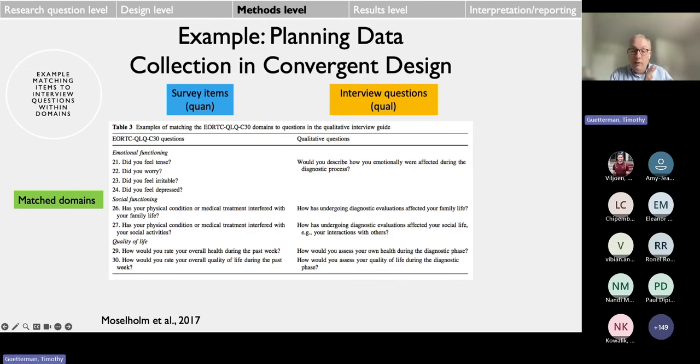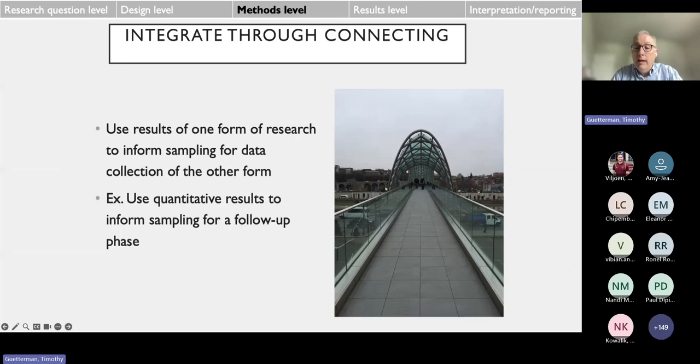Note, the match doesn't have to be one-to-one. She has one question for this series of items, but then if you look down, some of these are more one-to-one. But it's really just being thoughtful and planning ahead. What do you want to collect quantitatively and qualitatively, and matching those? And in this case, it really prepared her well for integration and for that integrative analysis that was coming.